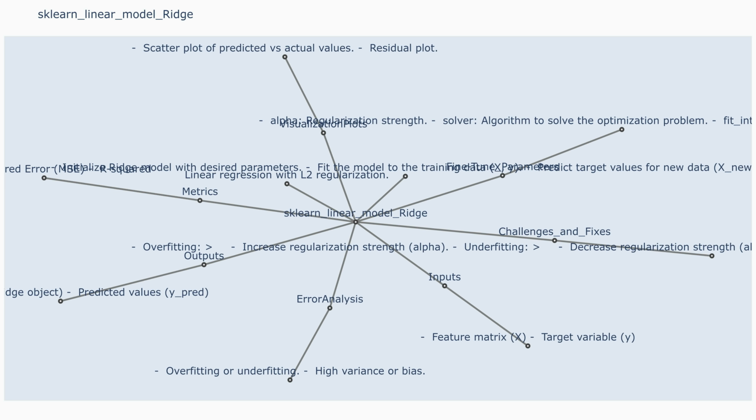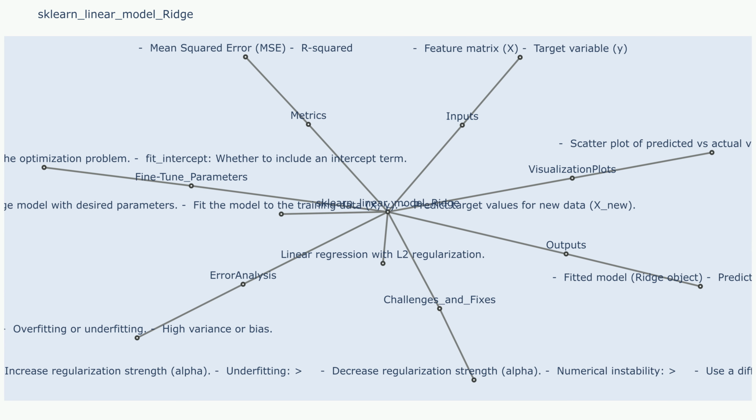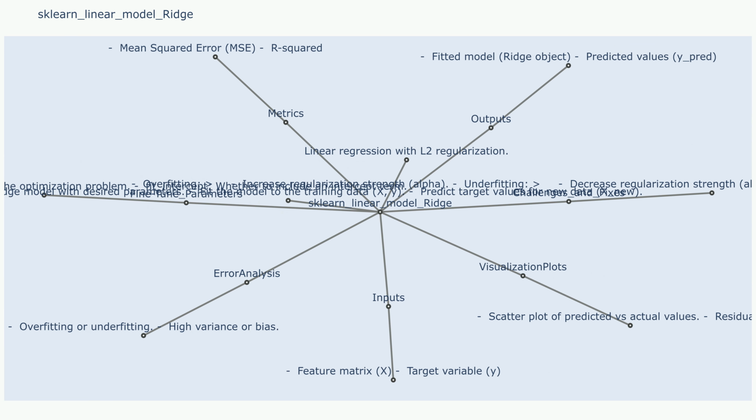sklearn, linear model, Ridge. Description. Ridge regression is a linear regression model that adds a penalty term to the loss function. The penalty term is based on the sum of squared coefficients. This penalty term helps to prevent overfitting by shrinking the coefficients towards zero. Ridge regression is particularly useful when the number of features is large and the features are highly correlated.